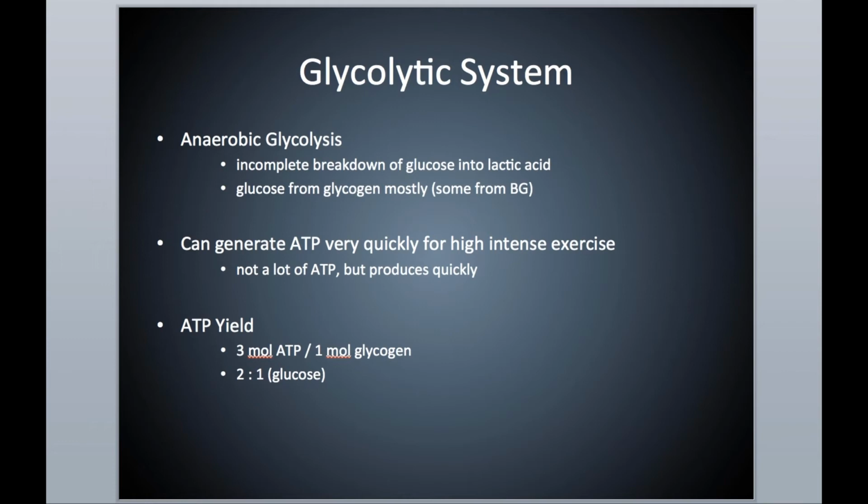All right, so the second one we're going to look at, the second system, is the glycolytic system. And again, I mentioned this before, but it is also known as anaerobic glycolysis. And in fact, this pathway, which is glycolysis, is going to be the same pathway that we start off with when we go through the aerobic system as well. So this is going to involve an incomplete breakdown of glucose into lactic acid.